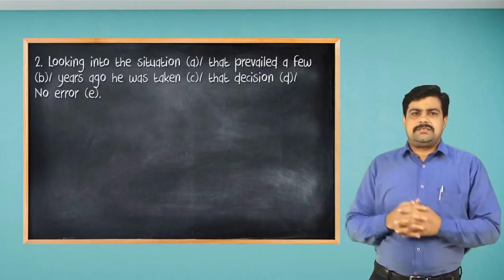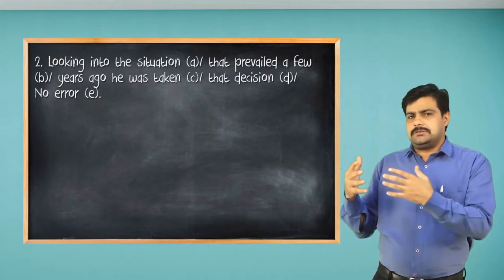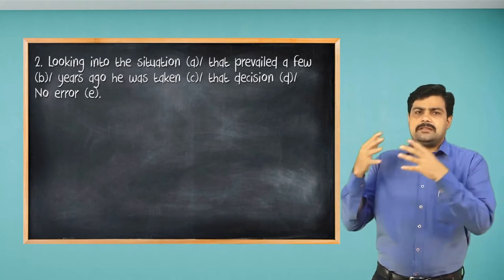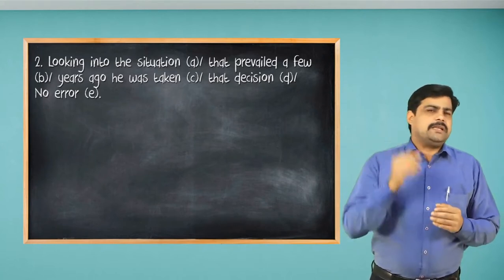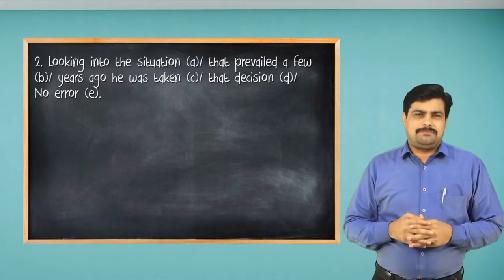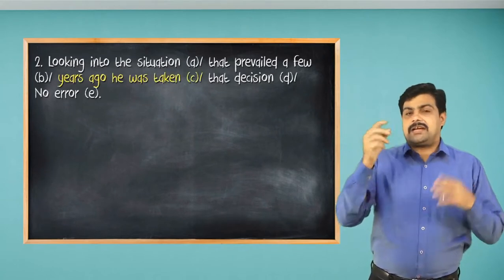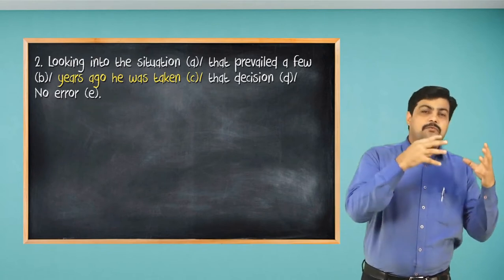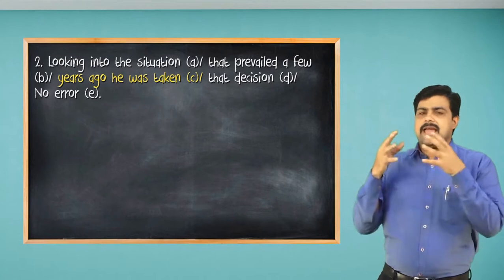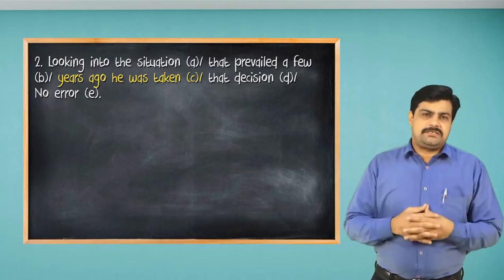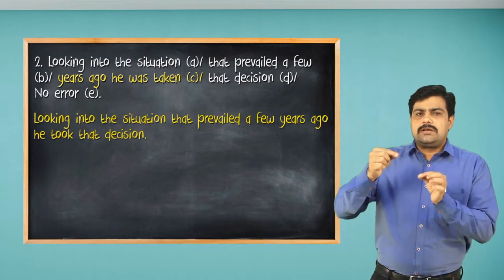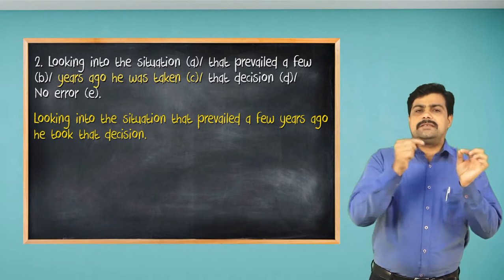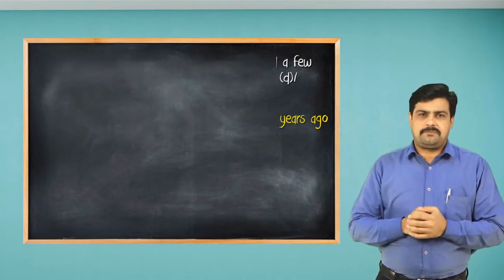Let's take another sentence. Looking into the situation that prevailed a few years ago, he was taken that decision. What do you see in this sentence? Well, the sentence is in active voice. So to say he was taken that decision would be wrong. Write it in active voice and say the sentence. Looking into situation that prevailed a few years ago, he took that decision. Now this sentence is correct.